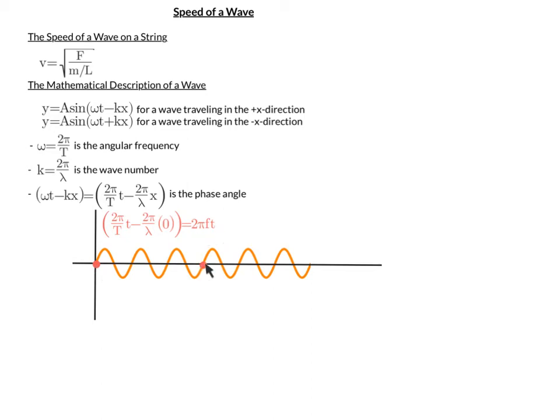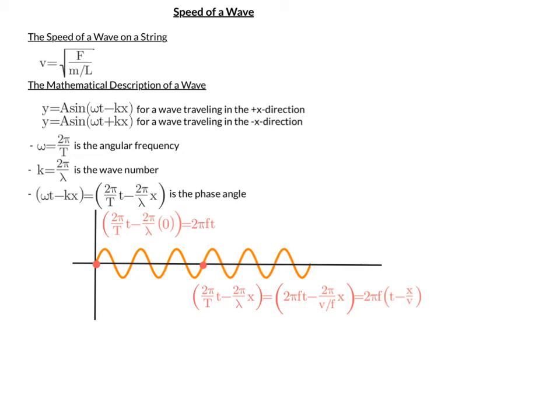Now what about a point farther along? At this point, we still have 2 pi over period times t minus 2 pi over lambda times x, but that x is no longer 0. So if I write 2 pi over period as 2 pi ft, then write lambda as v over frequency, remember that velocity is lambda times f, then I get 2 pi ft minus 2 pi times frequency over v times x. And if I factor out 2 pi f, then I am left with t minus x over v.